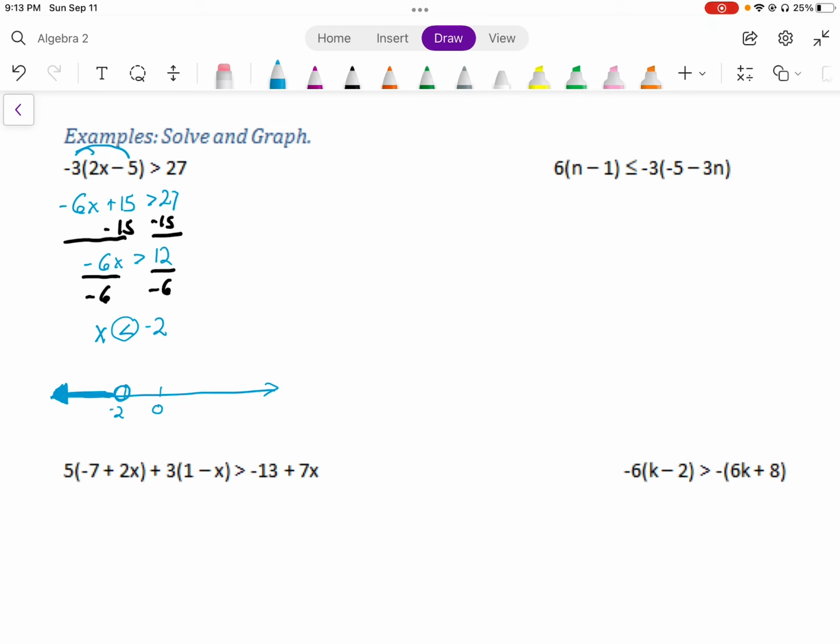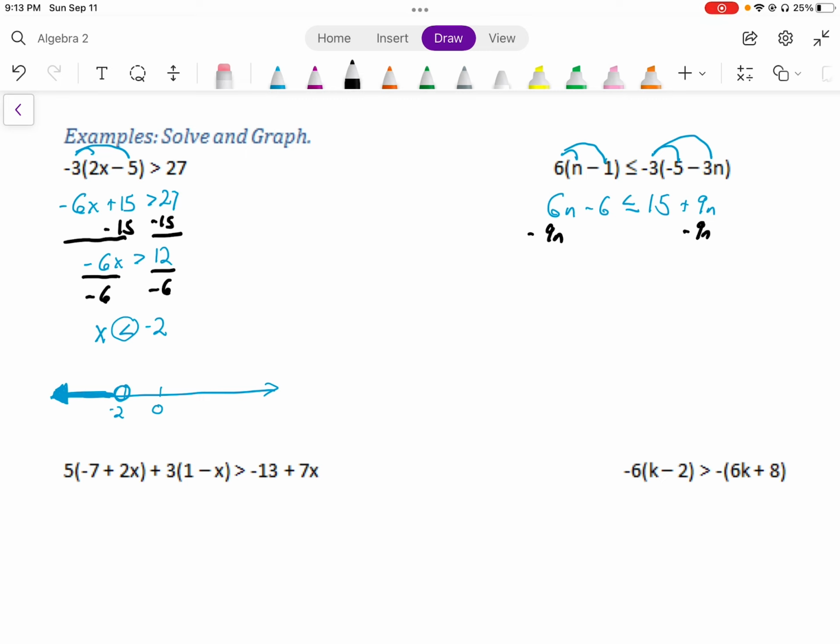Moving to the next example, looks like we still have a distributive property to do here. So we got 6n minus 6 is less than or equal to 15. Negative times a negative here is plus 9n. We're going to go ahead and solve. There's a couple different ways to go here. I like my variable to be on the left. So I'm going to get my variable on the left. I'm going to do that by subtracting 9n from both sides.